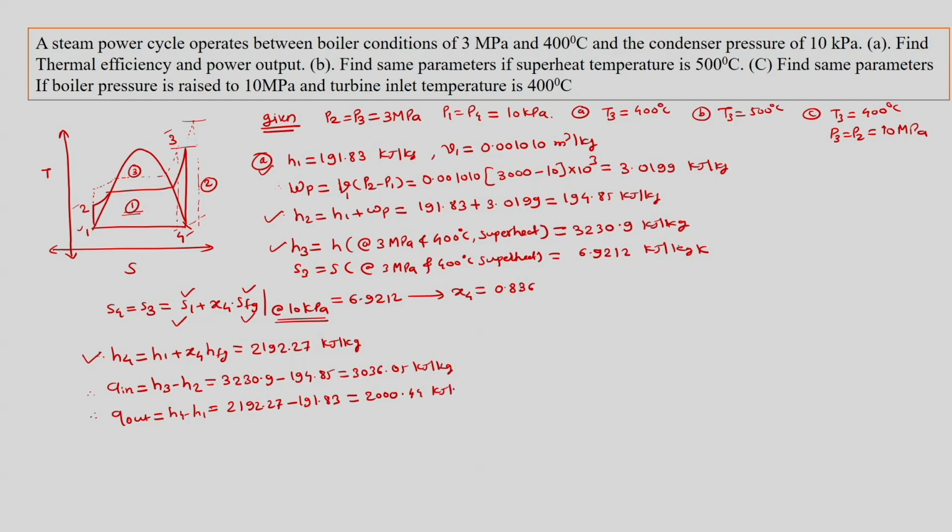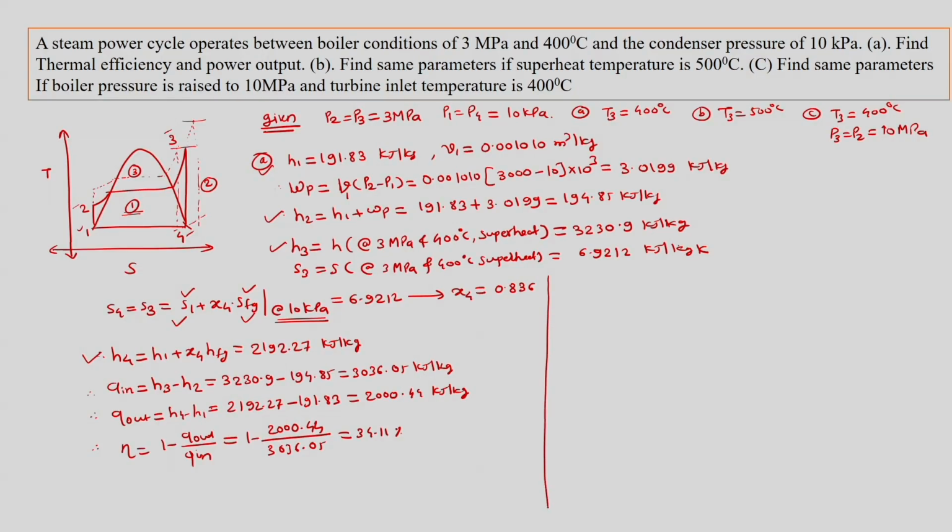So thermal efficiency is equal to 1 minus Q out upon Q in. So 1 minus 2000.44 divided by 3036.05. So we get 34.11% efficiency for the first case. We can go ahead and do the calculation for the rest of the cases in a similar way.